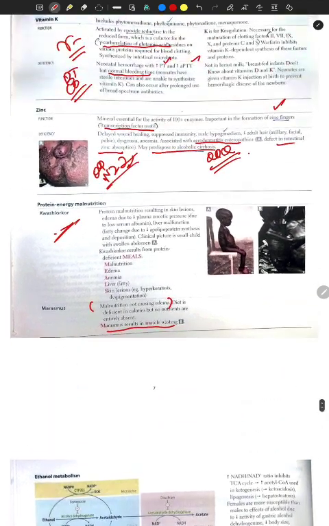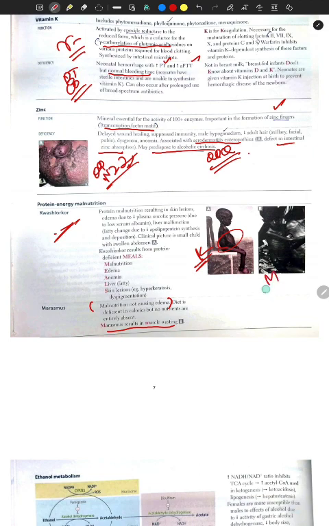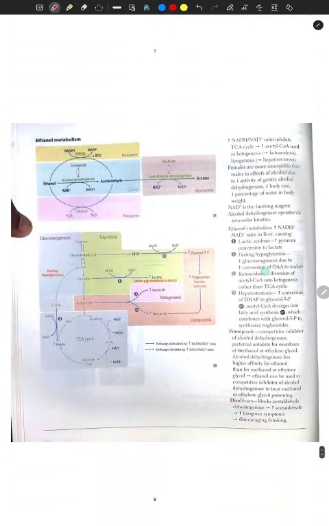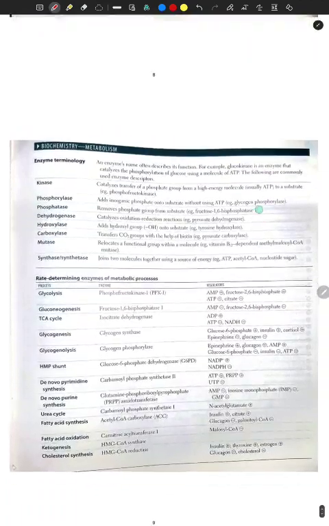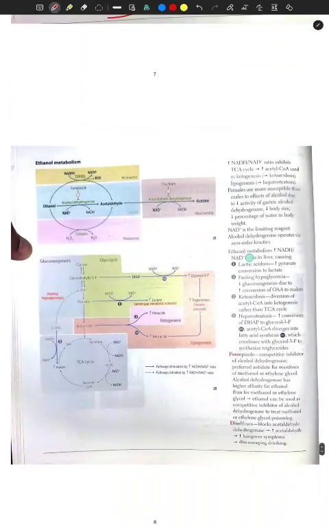And this is your kwashiorkor. You can see the edema. This one is completely emaciated, the bones are visible. So this is your marasmus. Okay. So next image you can see. These two images are very, very important here.